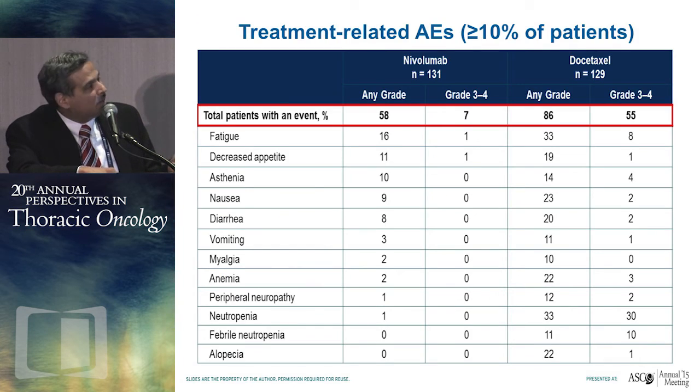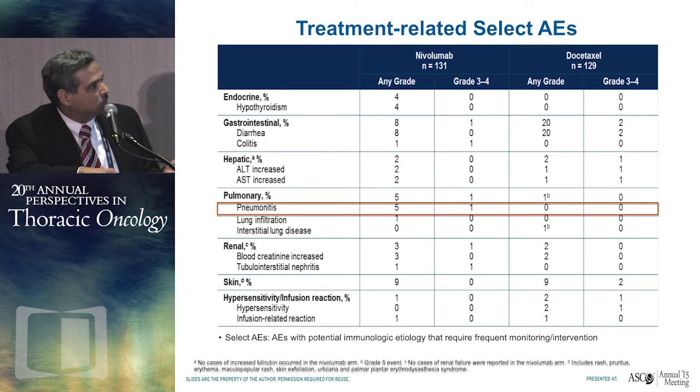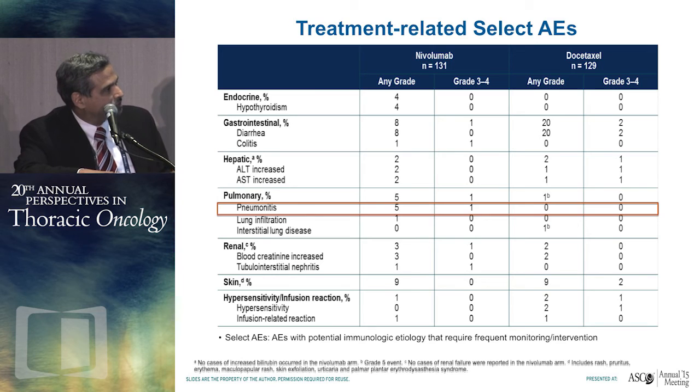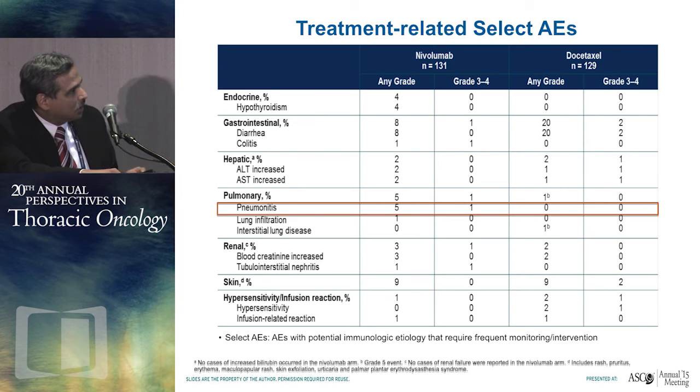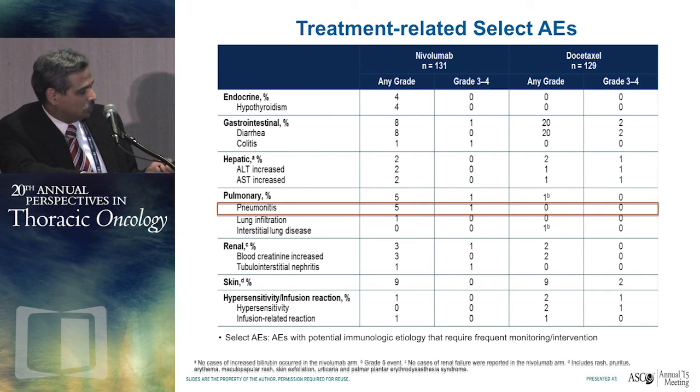An important thing to remember from the 017 study and 057 study is that toxicities were actually lower with nivo compared to docetaxel, and most of the toxicities that were observed were grade 1 or 2 rather than grade 3 or 4. Even pneumonitis, which is a big concern in lung cancer patients, was not that common in patients who received nivolumab.